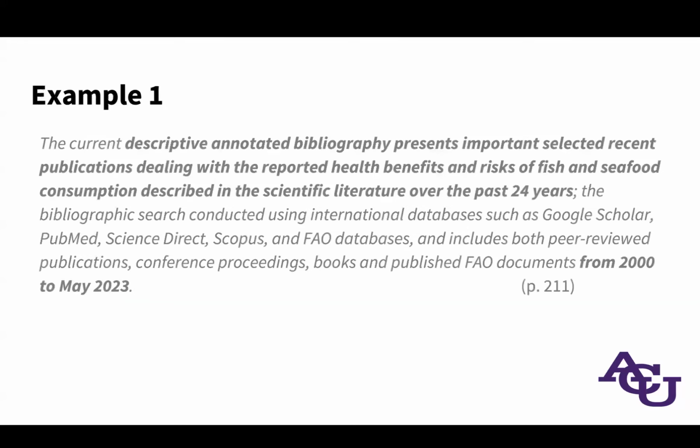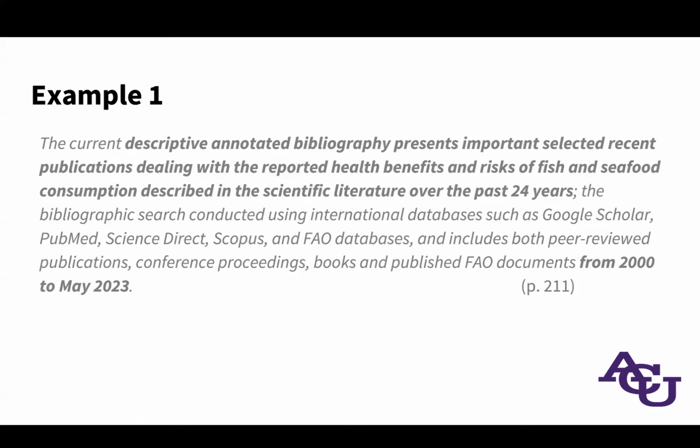So let's look at some examples of identifying the purpose of an annotated bibliography. This first example is coming from a published article, and we can see that it begins with this very helpful text. And in the actual article, this is at the start of the first major section after the introduction. The current descriptive annotated bibliography presents important selected recent publications dealing with the reported health benefits and risks of fish and seafood consumption described in the scientific literature over the past 24 years. Now, you might be reading that part and saying, but wait, which 24 years? And this is a rather long sentence, but at the very end, they point out 2000 to 2023.